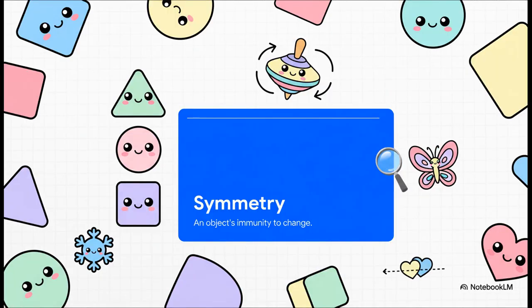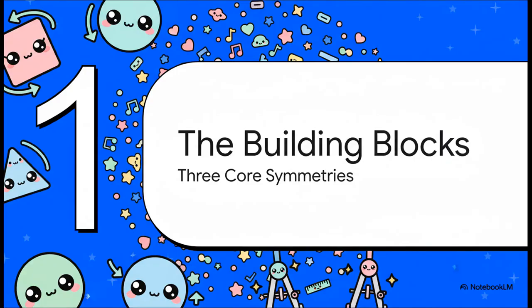So what even is symmetry when you get right down to it? Well, probably the most elegant definition is this. It's an object's immunity to change. Now, what that means is, if you can do something to an object, like flip it or turn it or even slide it, and it looks exactly the same as when you started, then that object has symmetry. It's that simple.